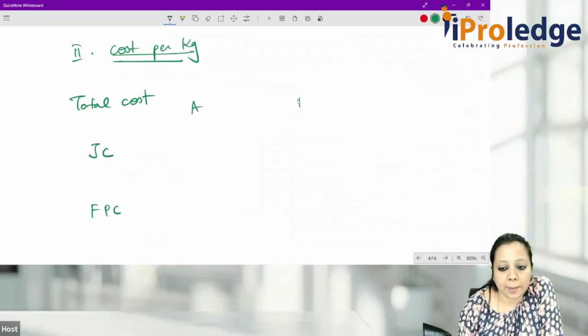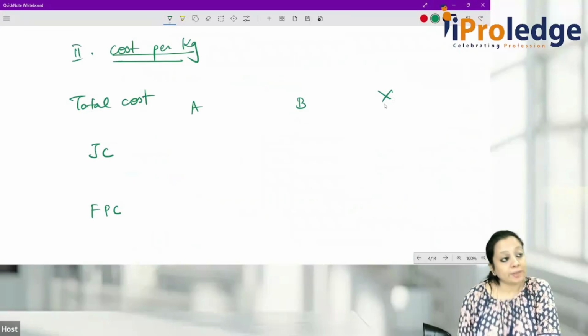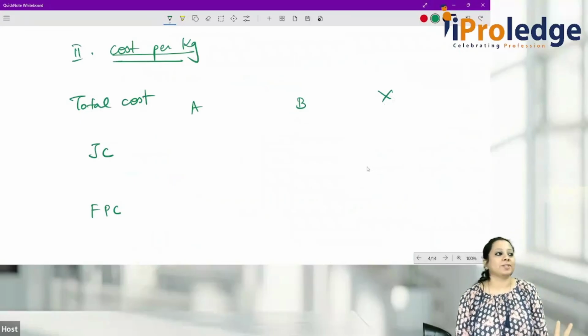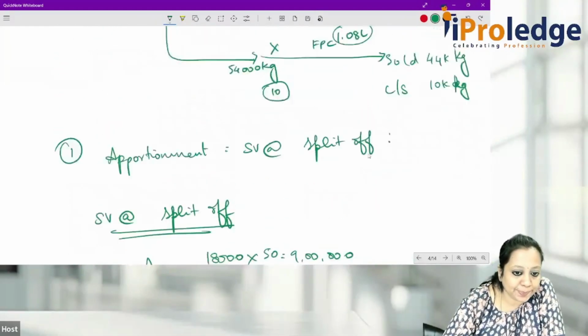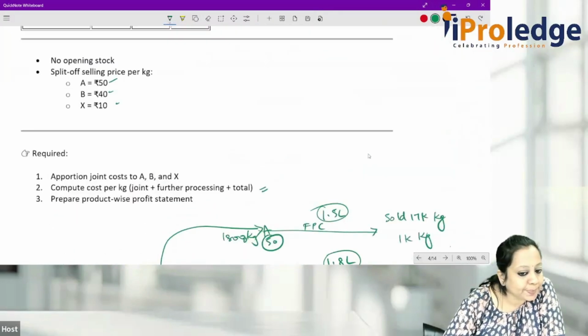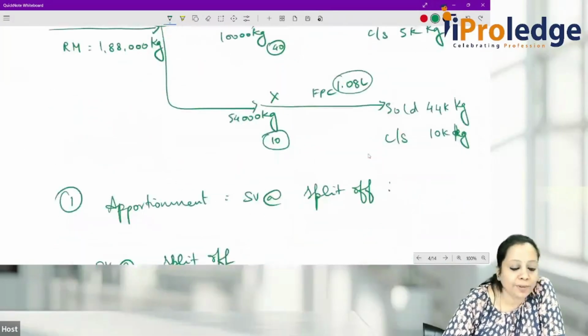For A, B and X, what happened now? No, for the second point they've asked only for cost. Profit we will separately calculate. Third point is profit, my dear. Got it? We'll do profit, don't worry.